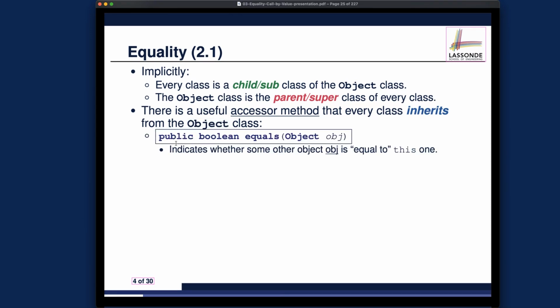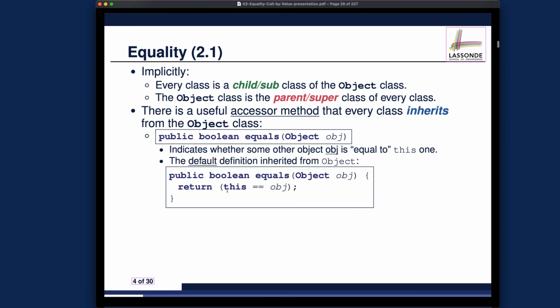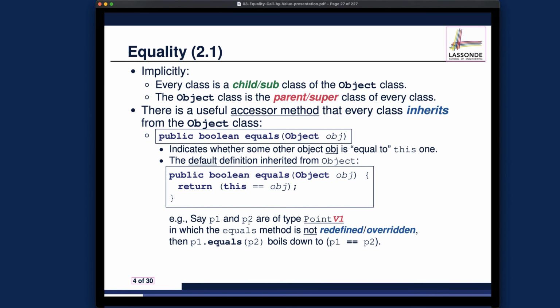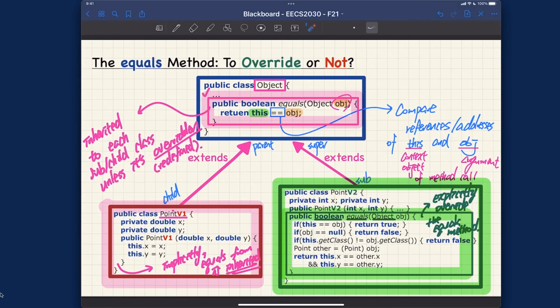So this is the default version of the equals method. It will simply try to compare the references between the context object and the argument, as I just explained. Let's say p1 and p2, so that's Point v1 over here. Point v1 did not actually override the equals method that it inherits from the Object class. So whenever we want to compare object equality between Point v1 objects using the equals method, we're going to call this method that's inherited.